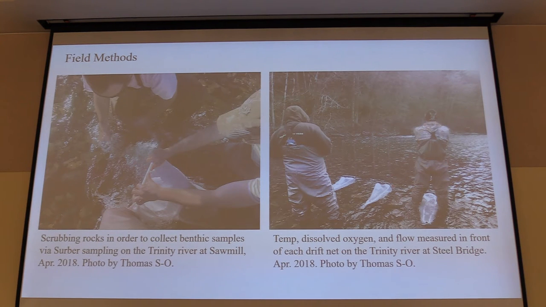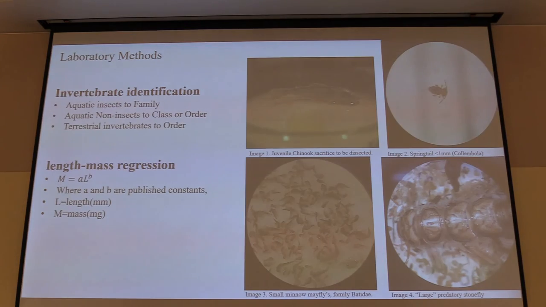And then for our benthic invertebrate sampling, we use Surber nets, of which we have 18 from both sites. And we use drift nets to capture invertebrate drift concentrations, of which we have 168. Anytime we captured drift, we were also taking velocity measurements, DO, and temperature from each net. Our drift nets were set out for 2 hours each day around sunset, just to standardize our sampling procedure.